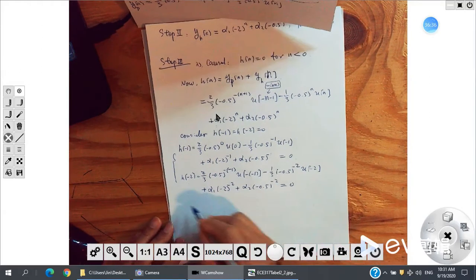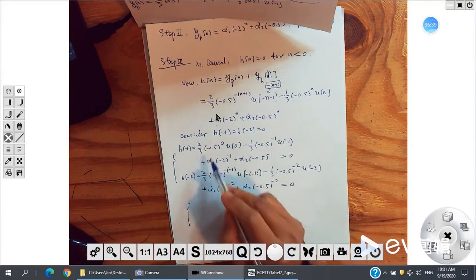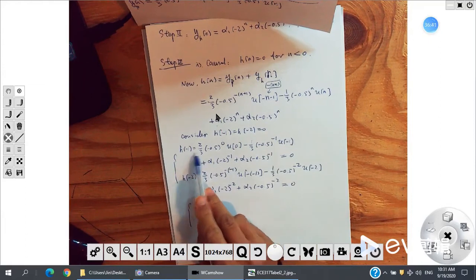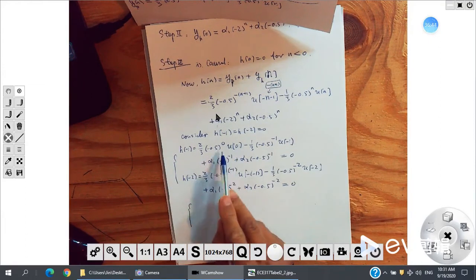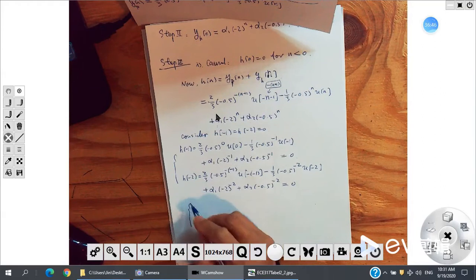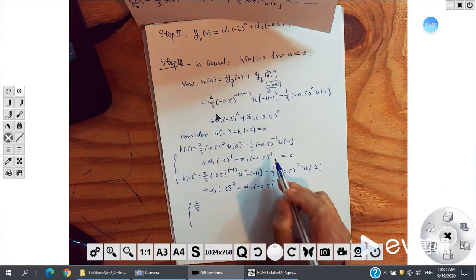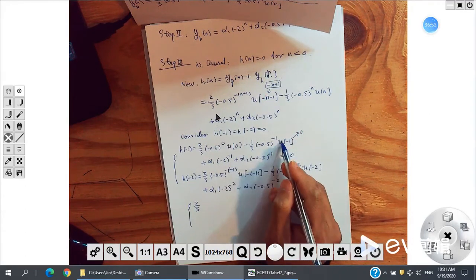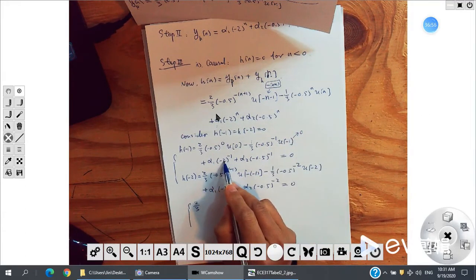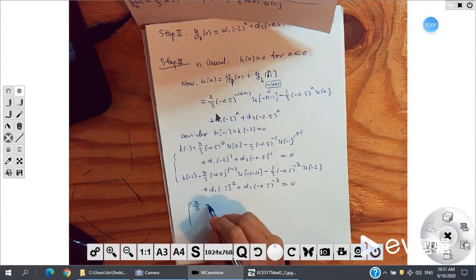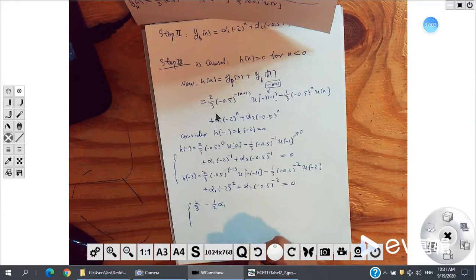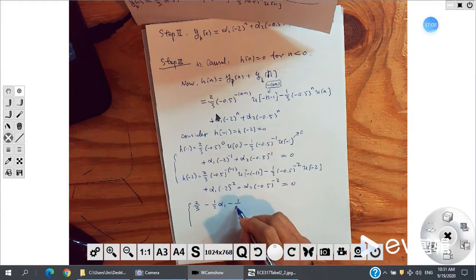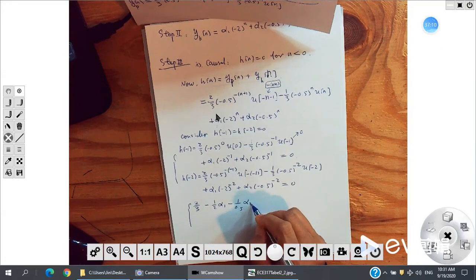Alright, now we do some simplification. For h of negative 1, the first term, this is 1, this is 1, so this is just 2/3. And this is 0, right? This is 0, so we do not have this term. Then alpha 1 of these, so this is alpha 1 divided by 2, negative 2, right? So it's minus 1/2 alpha 1. And alpha 2 times negative 0.5 is equal to 0.